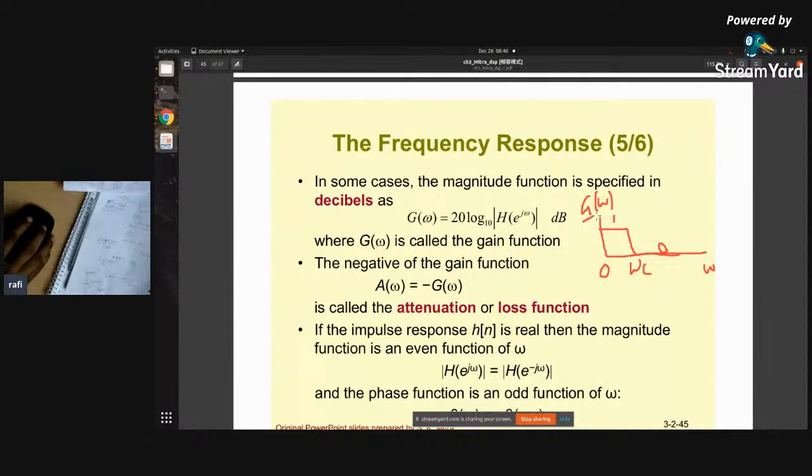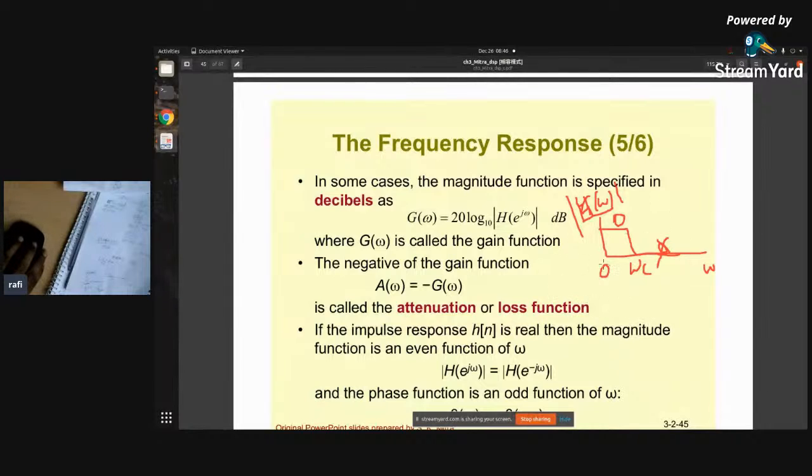Actually, this has to be 20 dB. So if you convert mod h of omega into 20 log, this will become 0, and this part is actually not defined. Ideally we cannot take h of omega as 0. This is the ideal case.